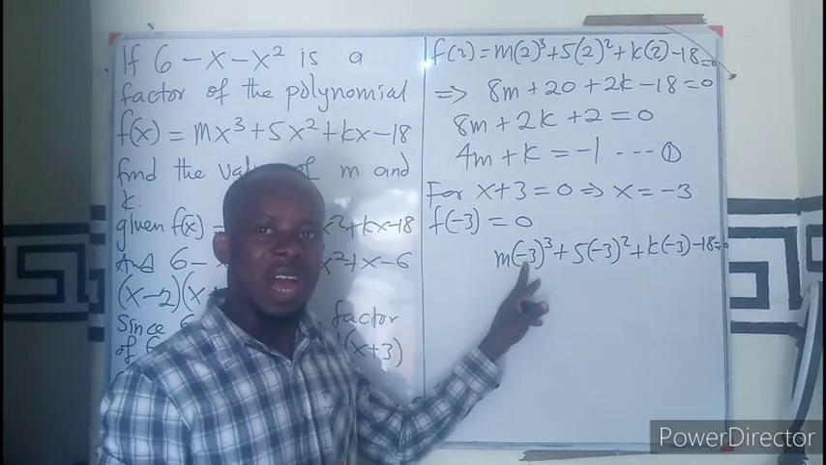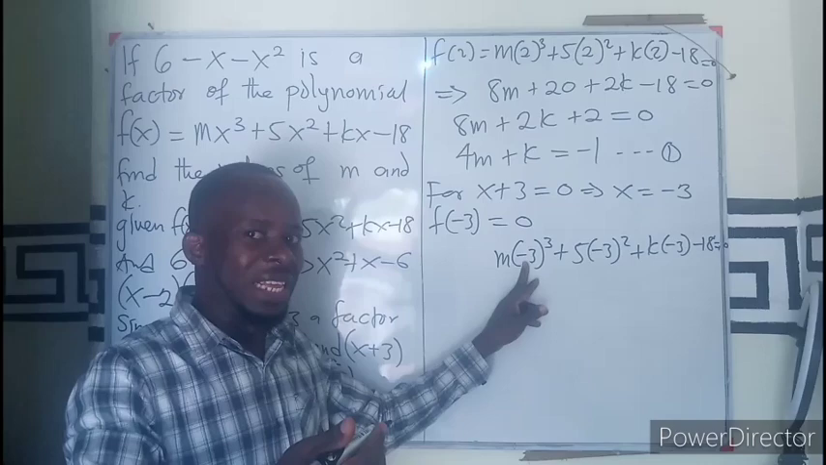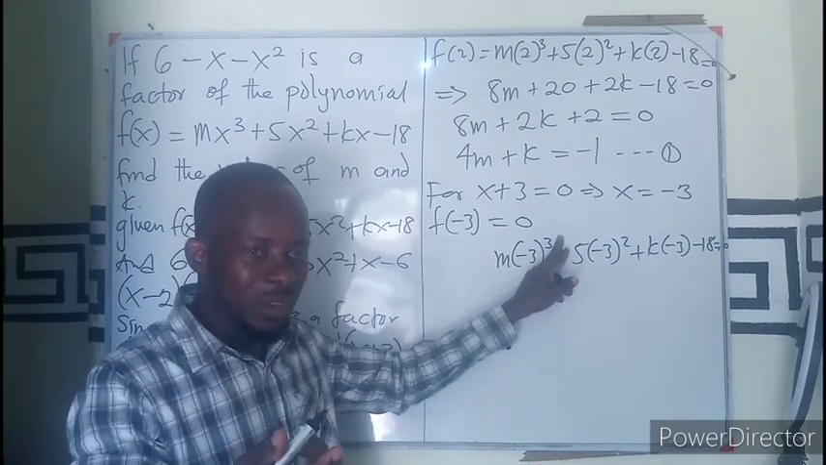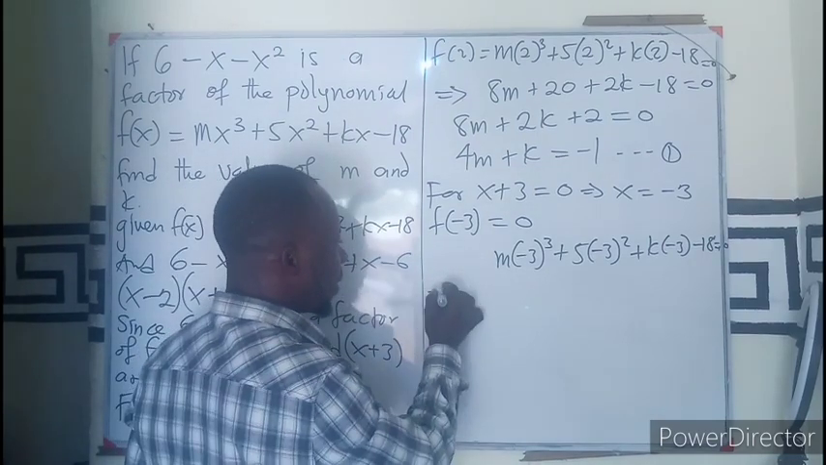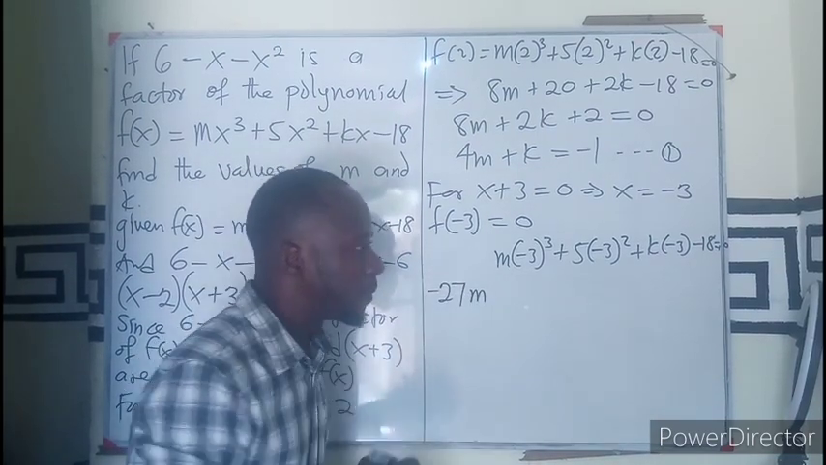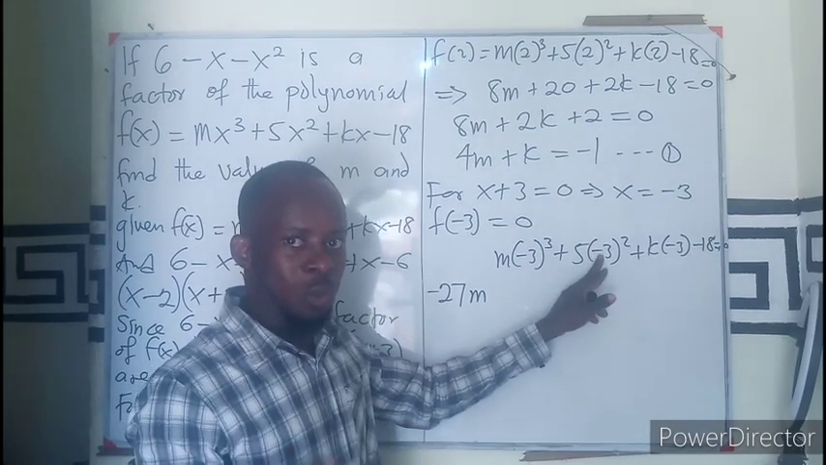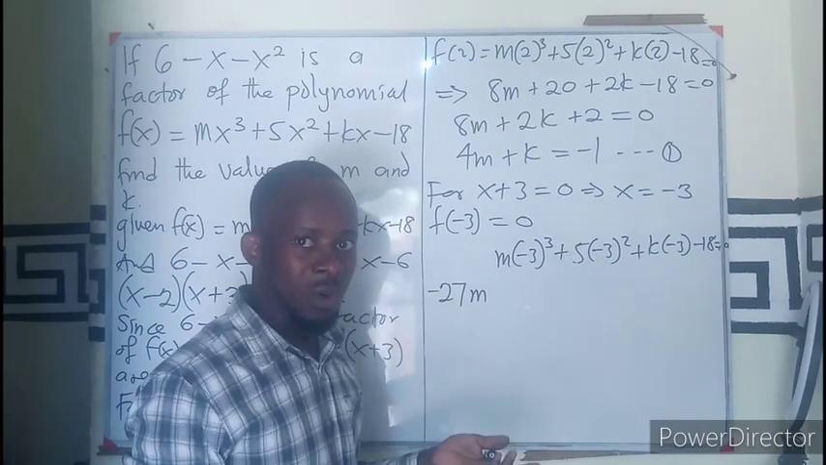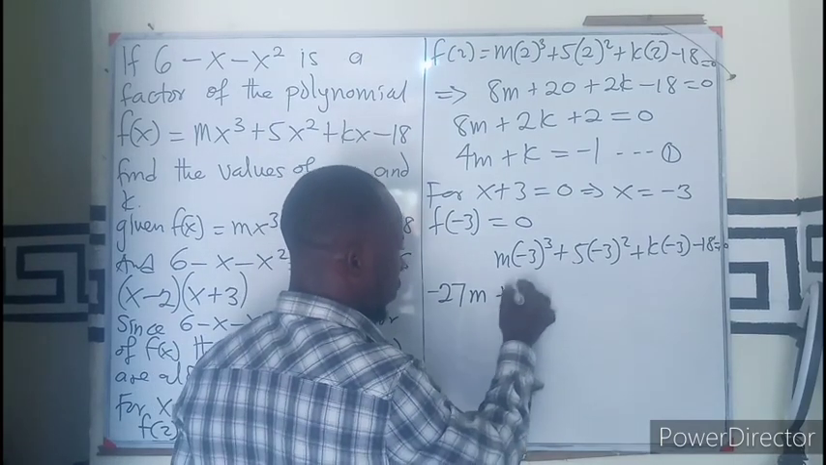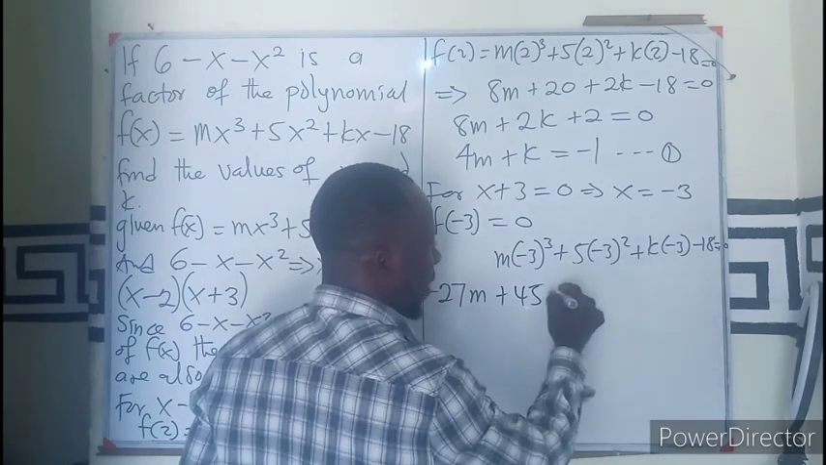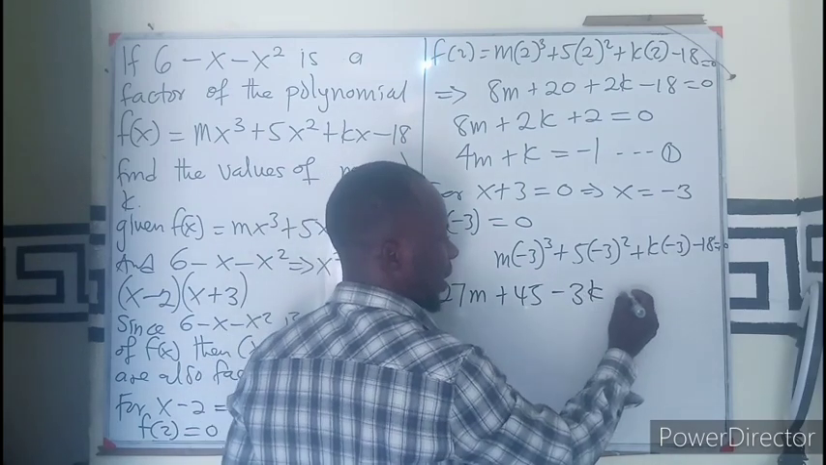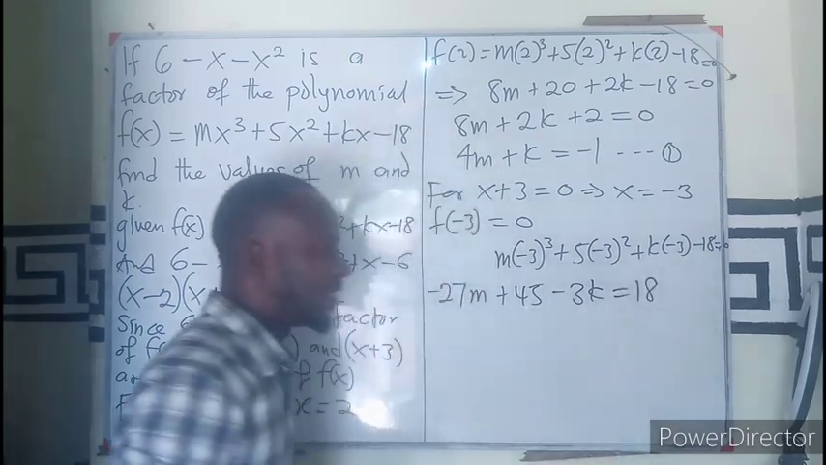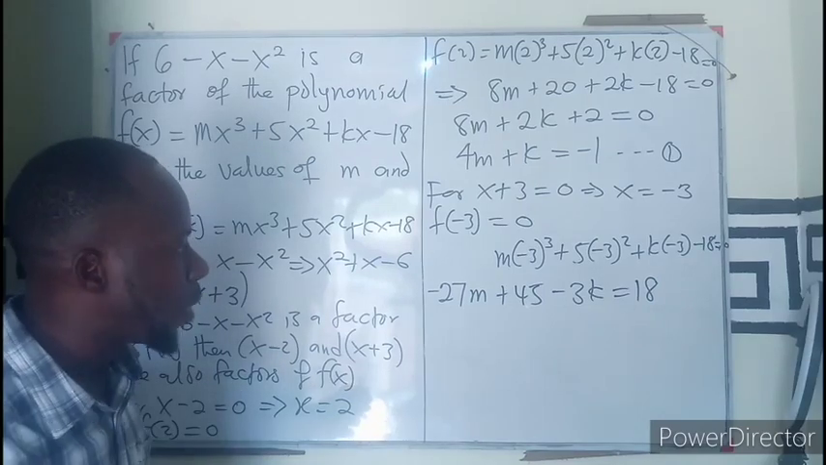I believe you know that since we are having a negative number raised to the power 3, our answer will still be negative. So 3 exponent 3 is 27, so negative 27m will come. A negative squared will be positive, so 3 squared will be 9. 9 times 5 will give us what? 45, positive. Then we have negative 3k. Then we can send our 18 to be what? A positive 18, since it's negative, crossing to become positive.